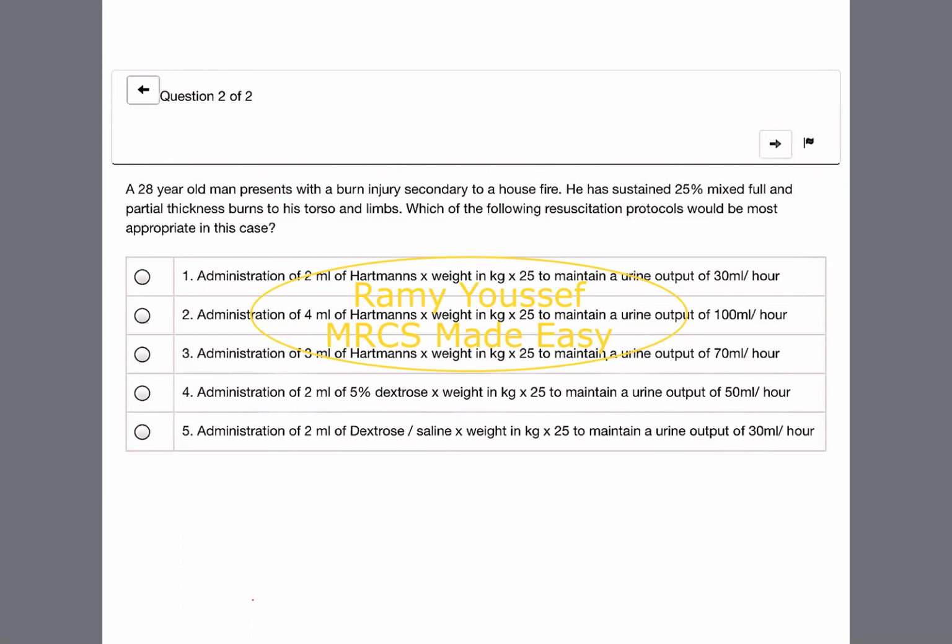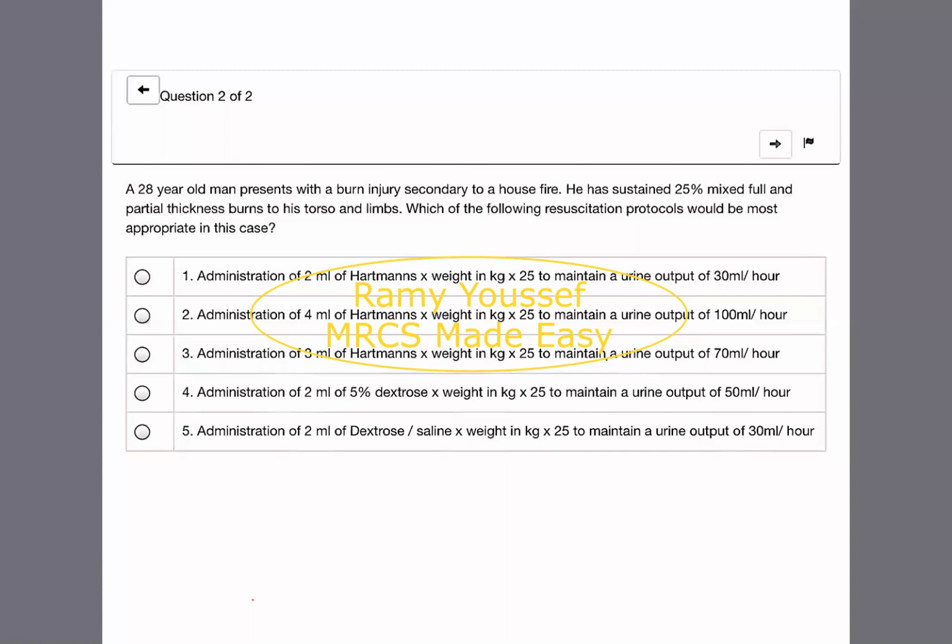A 28-year-old man presents with a burn injury secondary to a house fire. He has sustained 25% mixed full and partial thickness burn to his torso and limbs. Which of the following resuscitation protocols would be most appropriate in this case? Administration of 2 ml of Hartmann's per kg body weight per percent burn to maintain urine output of 30 ml per hour; then 4 ml Hartmann's per percent to maintain urine output of 100; then 3 ml per percent to maintain urine output of 70; administration of 2 ml 5% dextrose in percent burn; and so on.